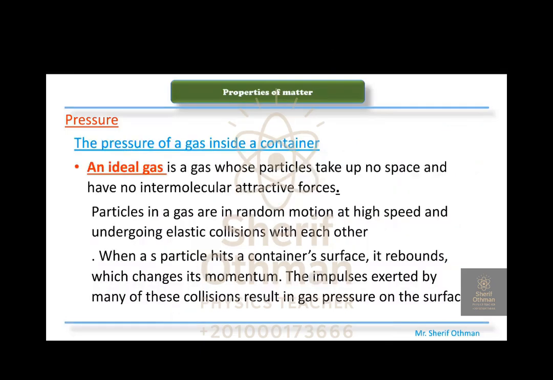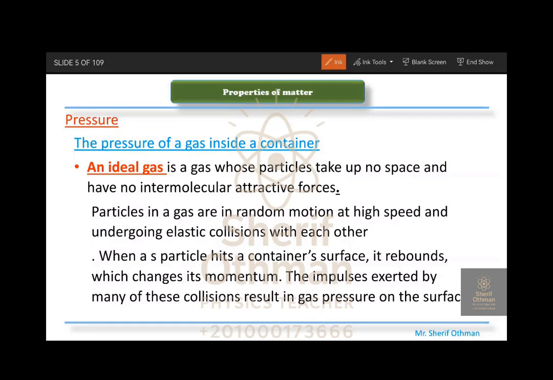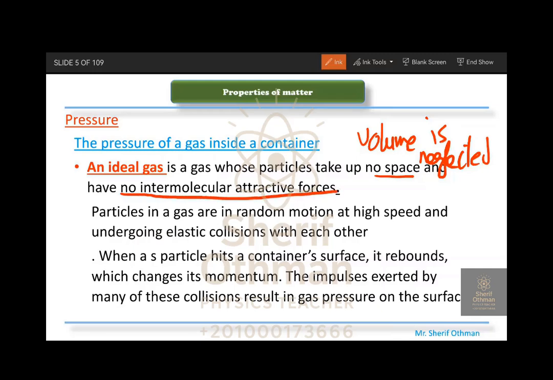What is the meaning of ideal gas? Ideal gas, guys, is a gas whose particles take up no space, which means the volume is neglected. The volume is not considered in our calculation. And also, there is no intermolecular attractive force.